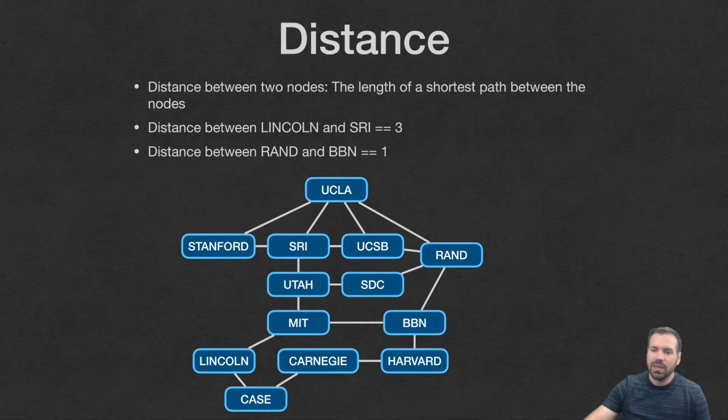And the distance between a node and itself, if we want to go from Harvard to Harvard, the path is just Harvard. There are no edges, and the number of nodes in that path minus 1 is 0. So a distance from a node to itself is always 0. You don't have to travel any edges. You're already there. You don't have to do anything. Distance 0.